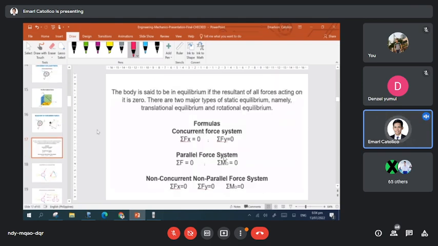So, the body is said to be in equilibrium if the resultant of all forces acting on it is zero. There are two major types of static equilibrium. Una is translational, pangalawa is rotational. Rotational is sa summation of moment. So formula natin, kapag concurrent forces, summation of x and y lang siya. Summation of all forces, either x and y, then summation of moment. Then kapag non-concurrent, meron tayong summation of force x and y, and also meron tayong moment. So pakitandaan yung pagkakaiba ng tatlo, ha? Okay.